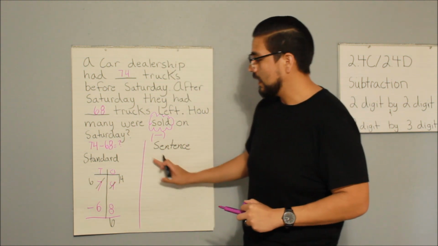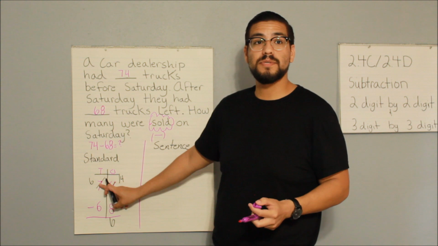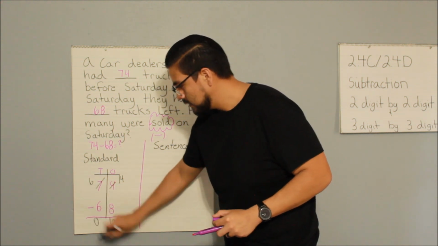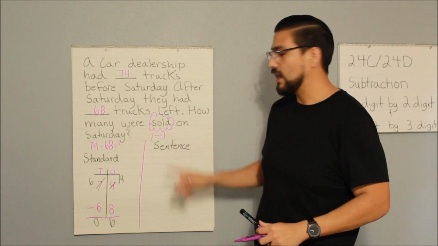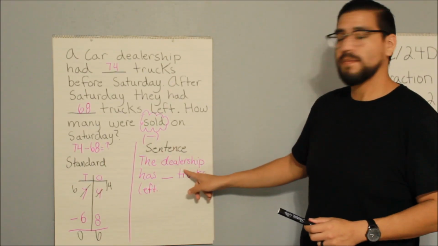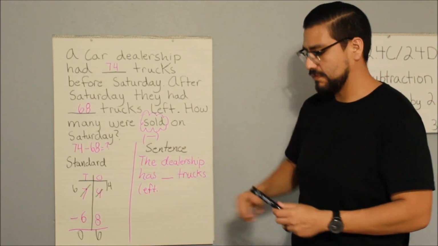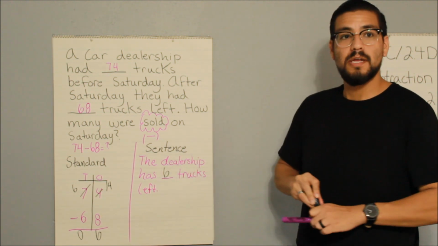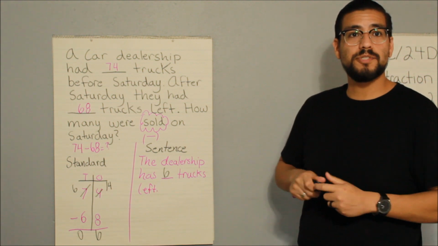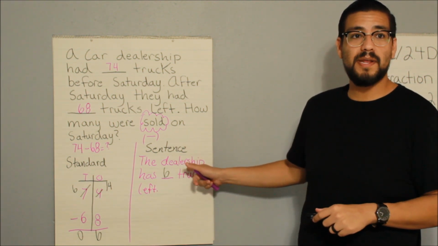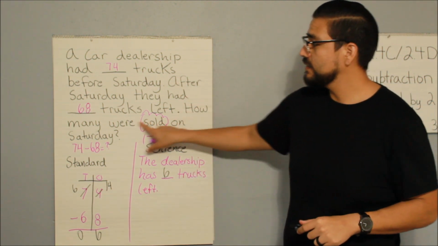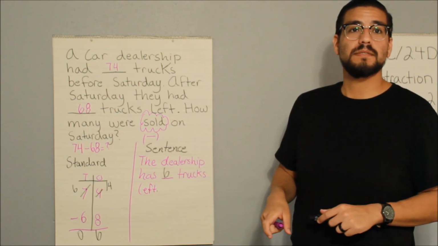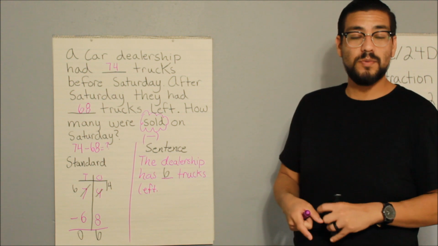So, now all I have to do is 6 minus 6. 6 minus 6 is 0. So now as you can see, I've written my sentence. The dealership has blank trucks left. And it has 6 trucks. Don't forget, when we're solving our word problems, try to keep it into a sentence format at the end. That way you're rephrasing your question and giving your answer in a complete sentence. Alright, so let's move to the desk so we can practice a little bit more.